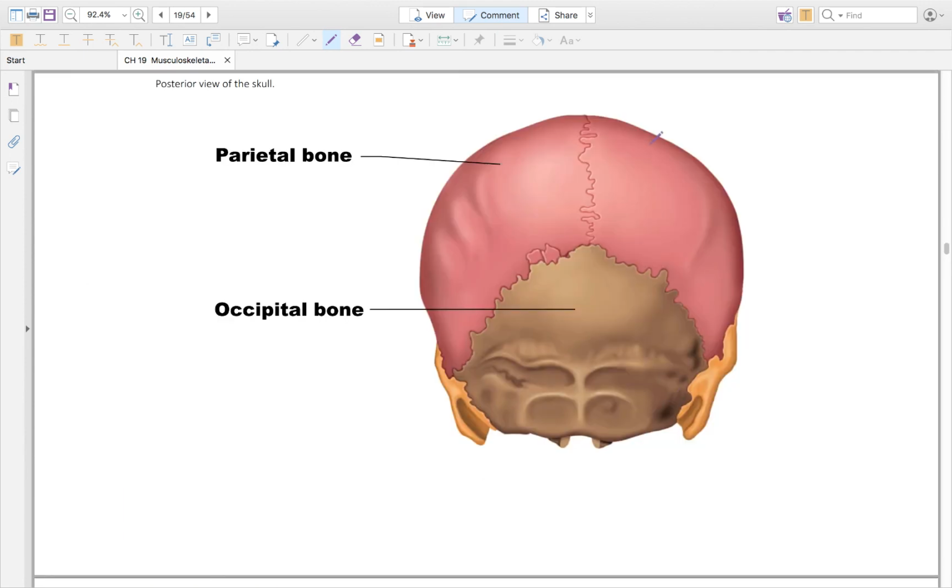I want to emphasize that the parietal bone is in two parts: the left side, right side. Same thing for the temporal bone, actually. There's a left and right side, and that's a perfect image of the occipital bone.